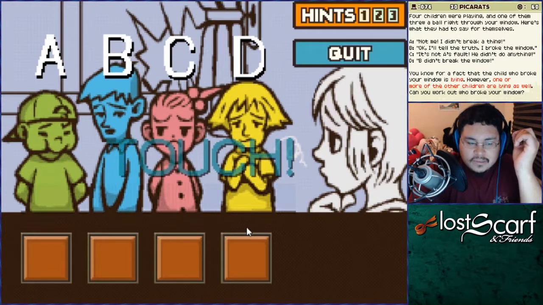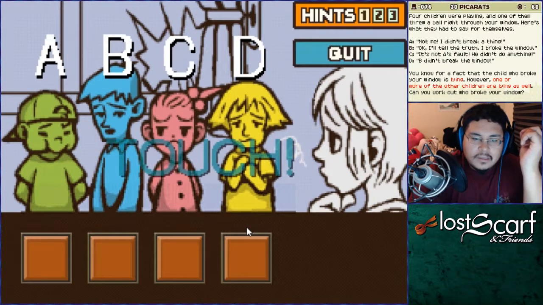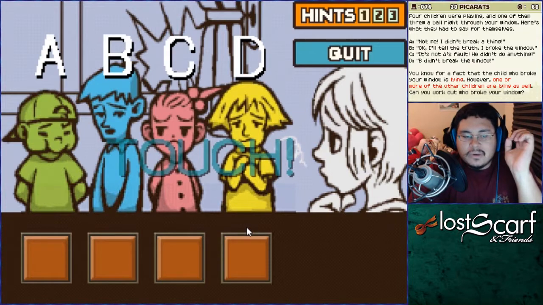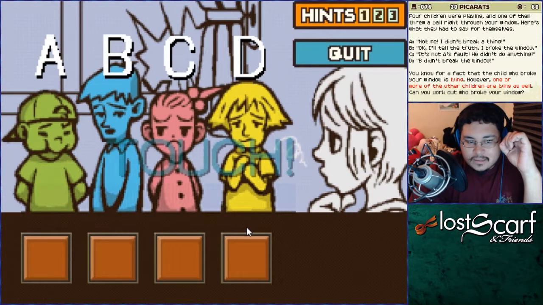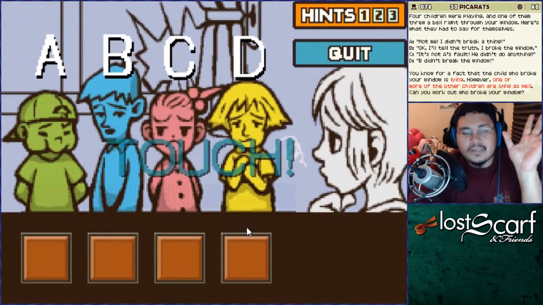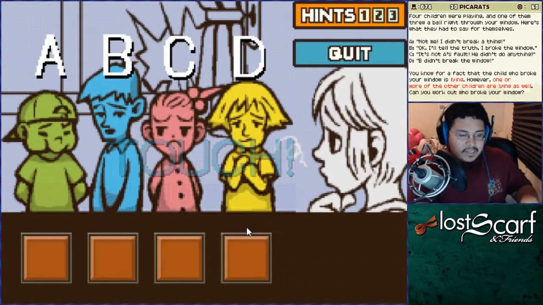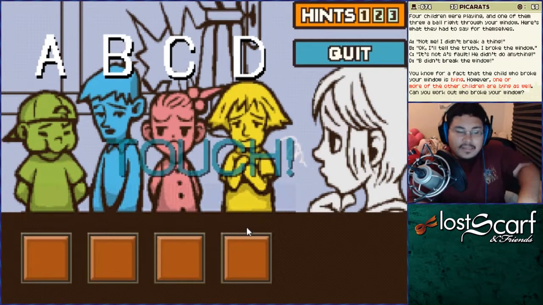Let's say D's telling the truth, and then the one who broke the window is lying. Which means it can't be B, because they're saying they broke the window, because that means they didn't break the window. So B is telling the truth. We know that. I mean, B is lying. D is telling the truth. So C is lying, and A is also lying.